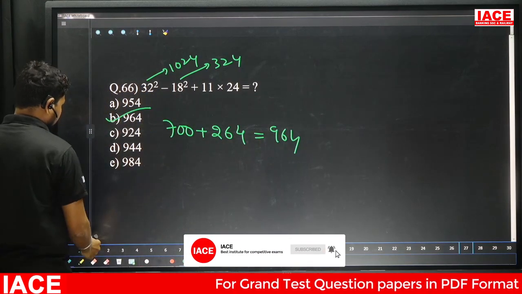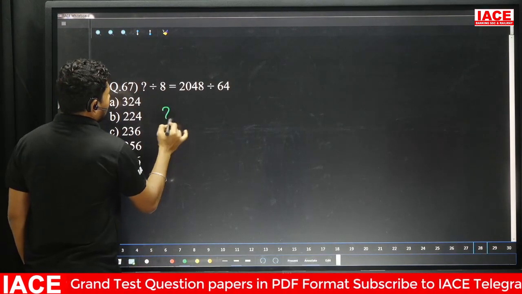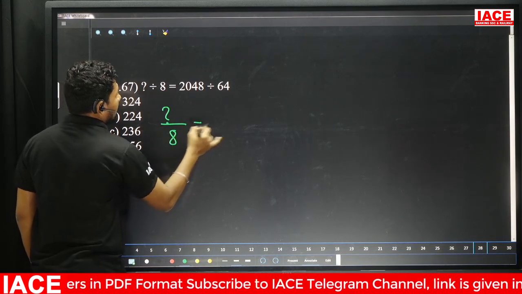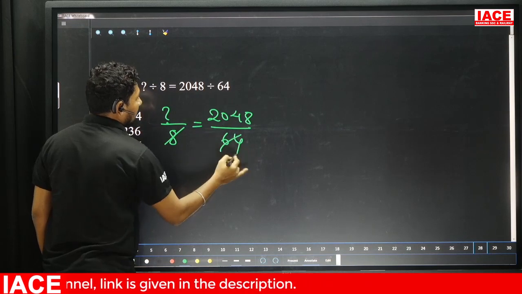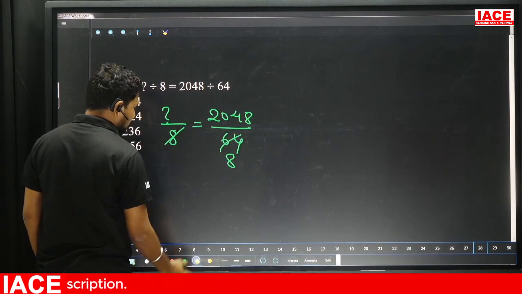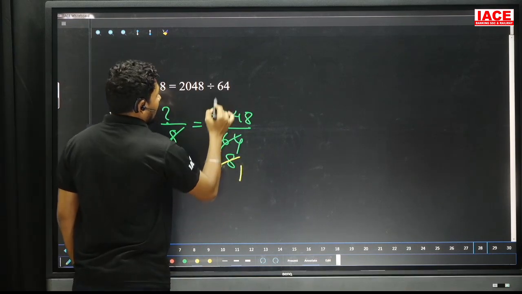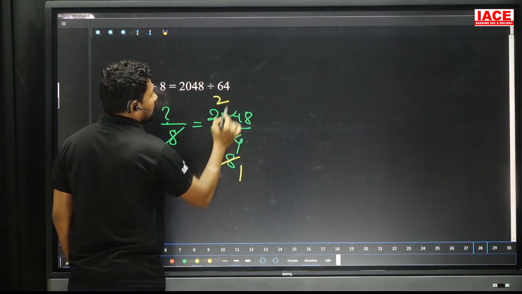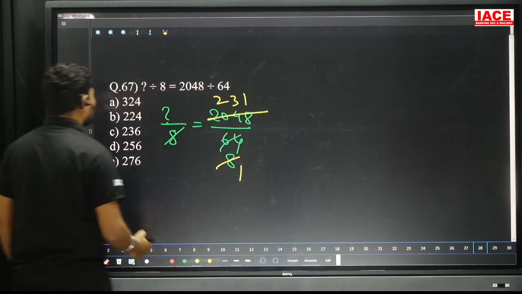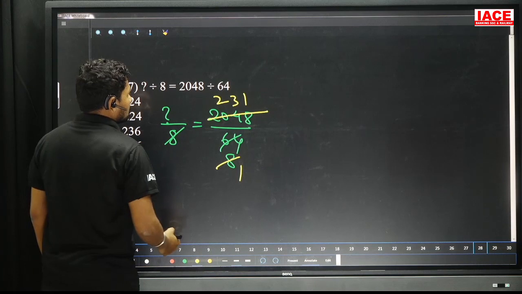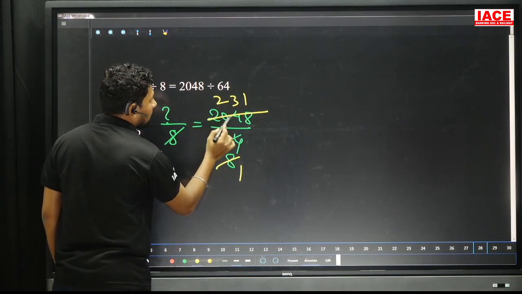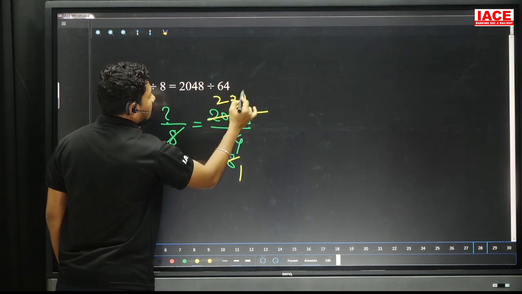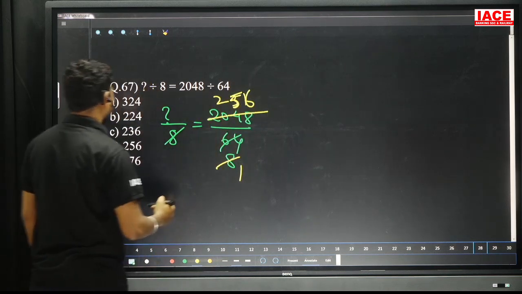Option B. Next, question mark by 8 and 2048 by 64. Here 8 cancels, then 8 is dividing 2048. So 8 ones are 8 and 8 2s are 16, remaining is 4. 8 3s are and 8 ones are. Then what is the final answer? 8 2s are 16, remaining value is 4. So 8 5s are and 8 6s are. Then finally our answer is 256.